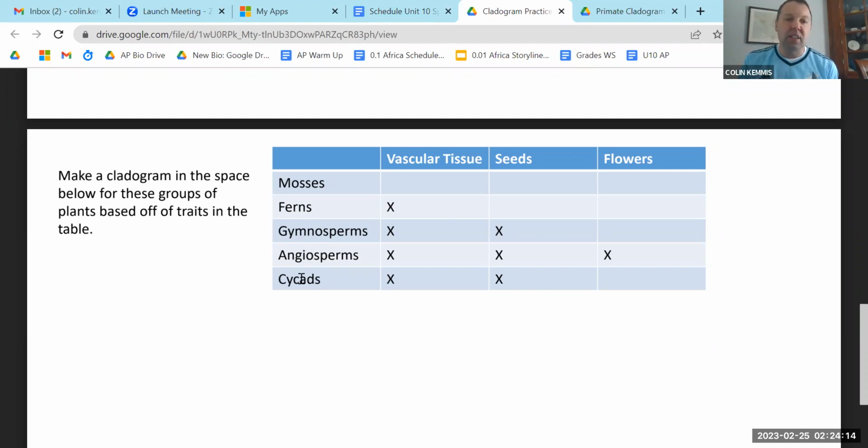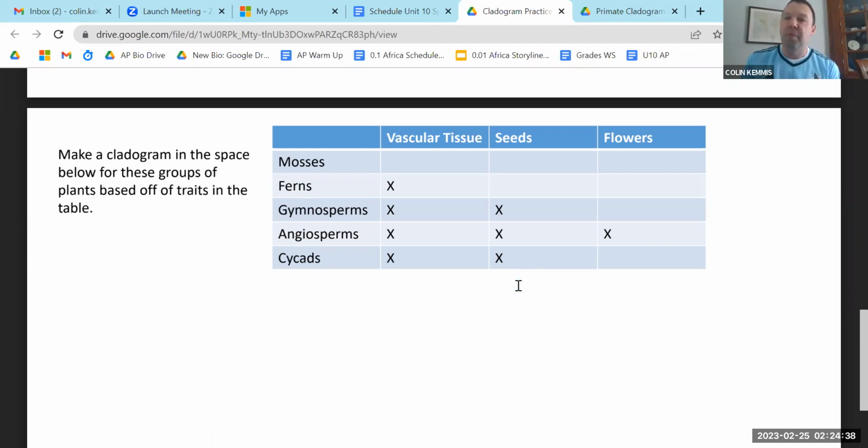And then cycads are kind of in between. They're like ferns in that they have vascular tissue, but they develop seeds separately, with that harder seed coat, instead of just spores. So cycads are in between. You're going to want to show them branching off in a different way than gymnosperms and angiosperms. That one's kind of fun.